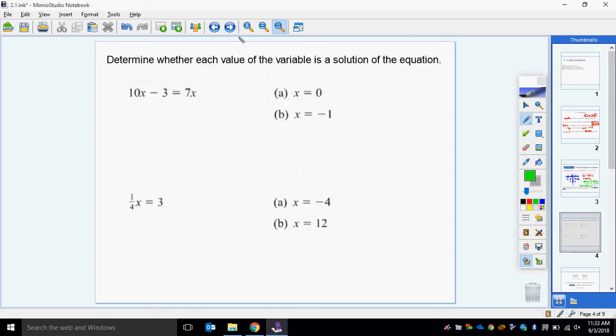And for the sake of time, I'm not going to go over this. Again, you just plug in 0 on both sides, simplify one side and simplify the other, and find out if they're equal. So I believe that you would find out that this is not a solution. Negative 1 is not a solution. Down here, when you plug in negative 4, it's not a solution. But when you plug in 12, it is a solution.